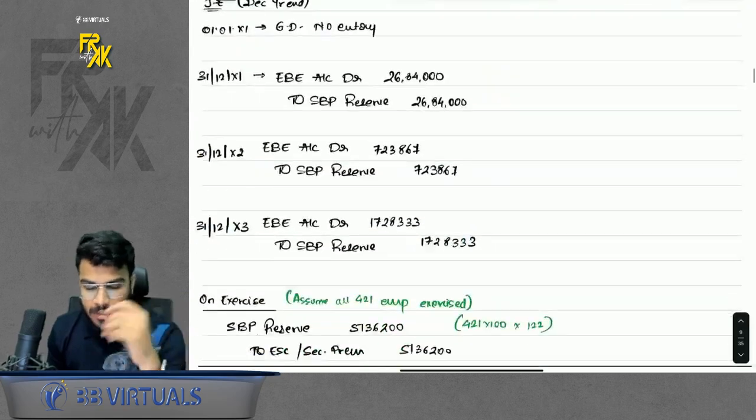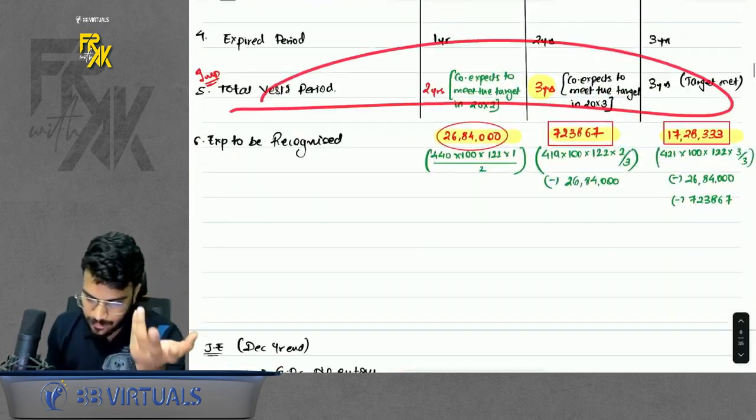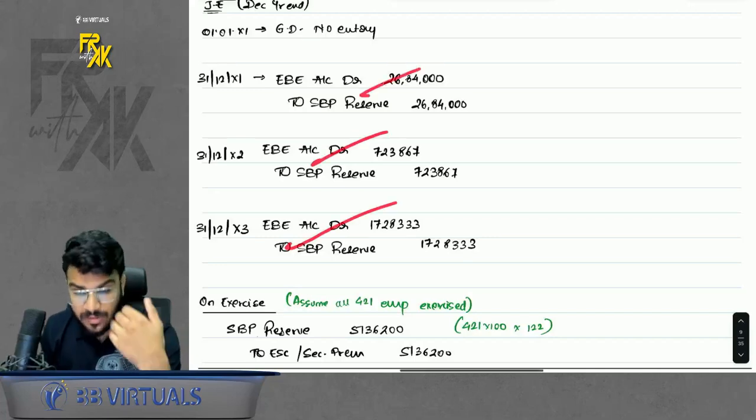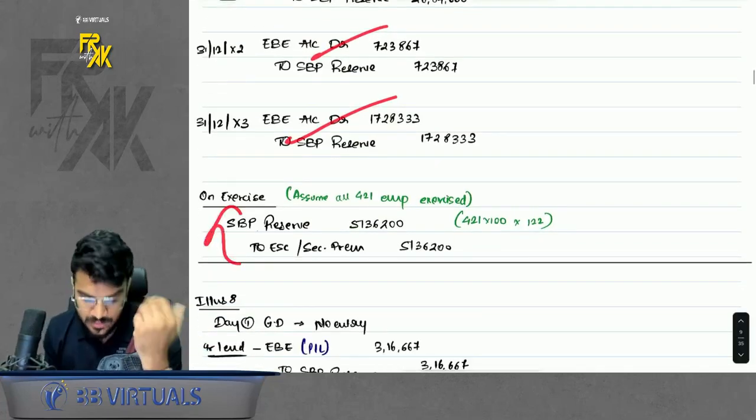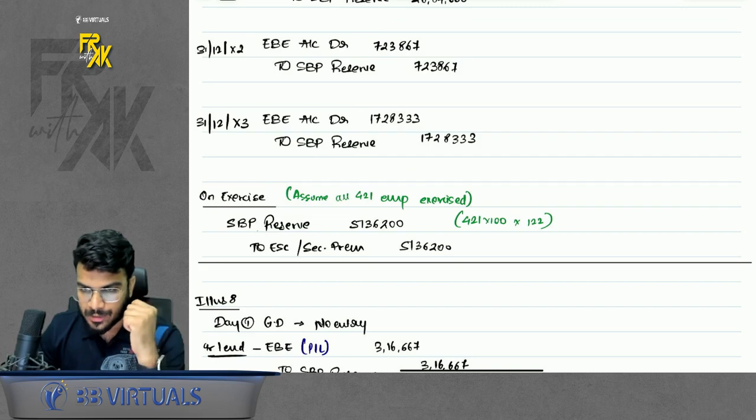It is a very good question. The only important part here is the vesting period. Then you will calculate the expense. Whatever expense you get, just book it. And on exercise, you will just transfer it to equity share capital.